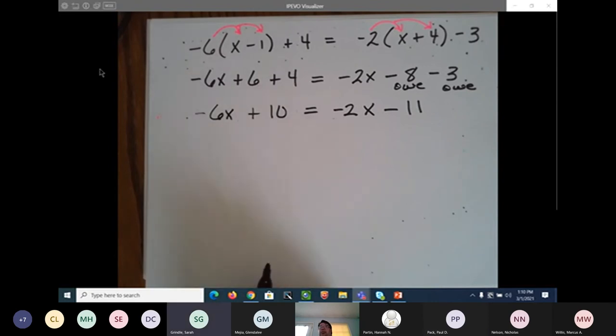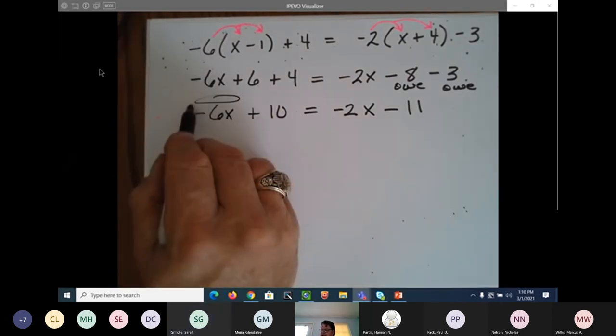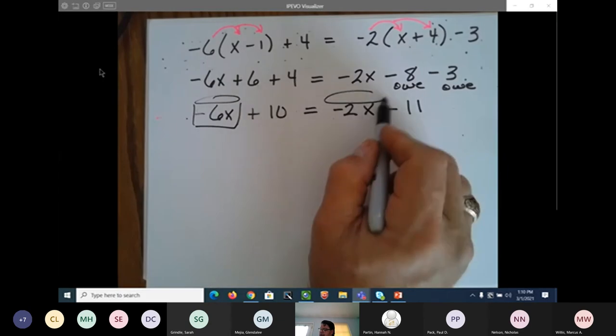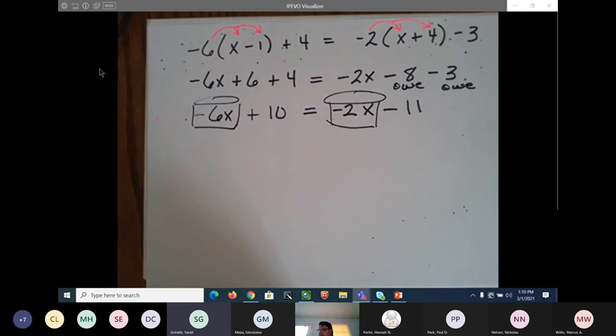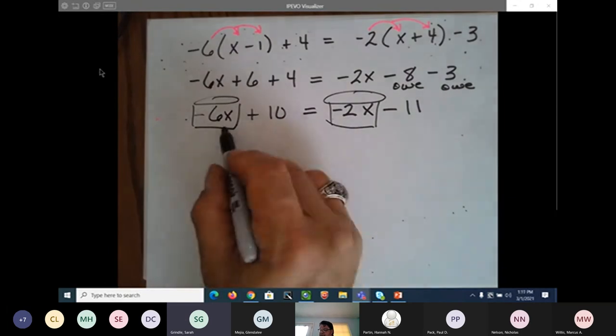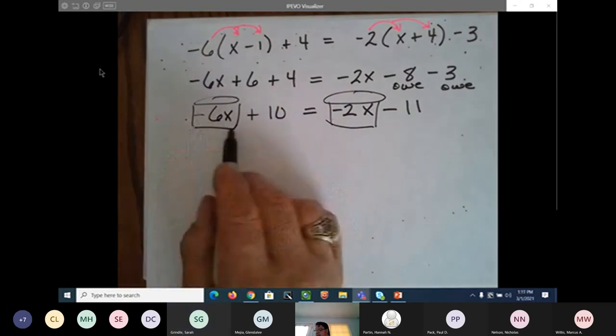You've got to remember money. All right, which one's the smallest bucket? Negative 6x or negative 2x? Which one's the smallest bucket? Negative 6 is the smallest bucket, so I'm going to move it.